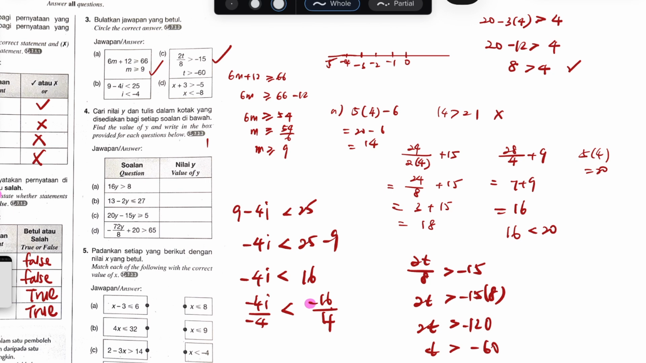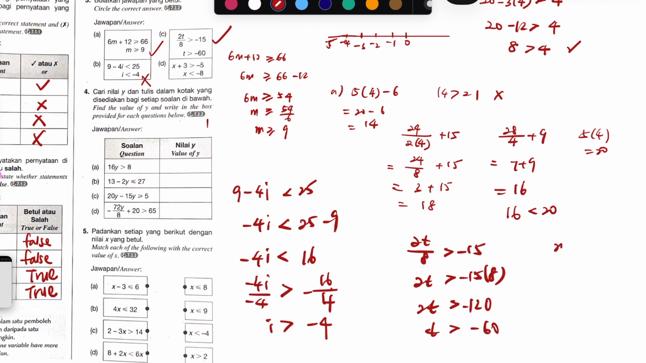Negative. But one thing which is wrong is the inequality sign. When you divide or multiply by a negative number, you must change it into the opposite. So i is greater than negative 4. All right, but the answer shown here is less than, which is wrong. Okay, so this is wrong. So move on to the next one.